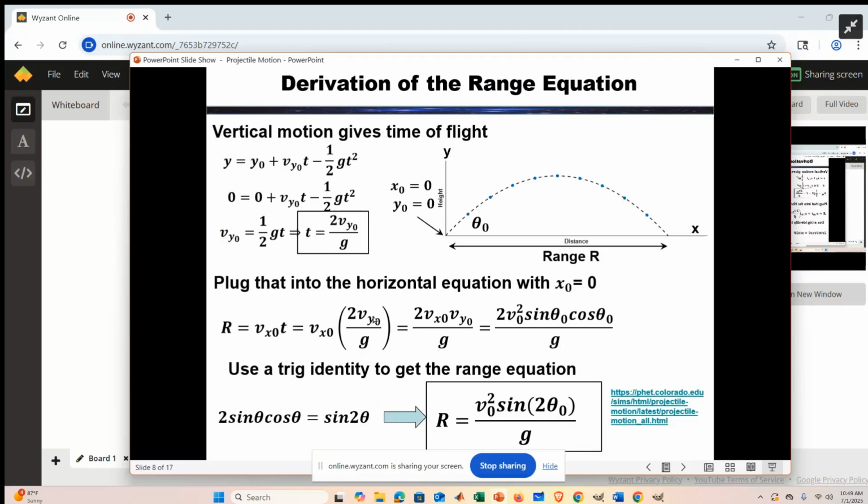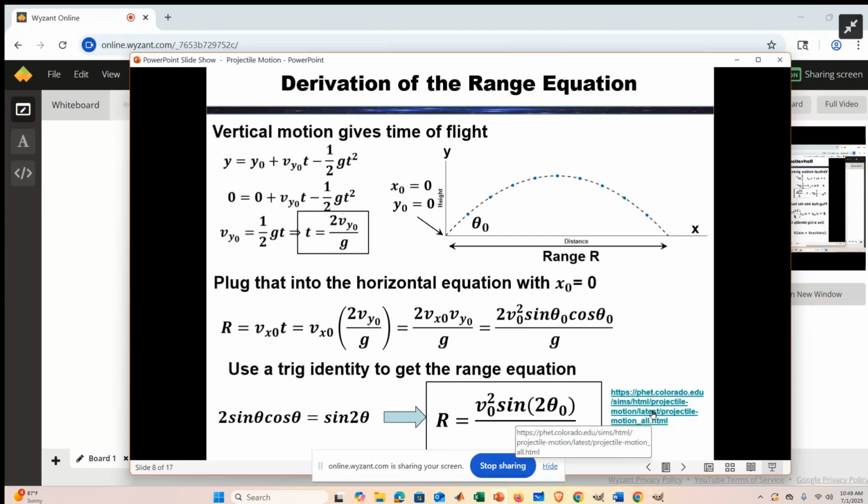I'm going to show you, so you can look at it at some later time if you want, how to derive that range equation. There's just a couple of steps. I can walk you through that so you can understand that, but the main thing is to have it available. And it's helpful to understand where it comes from.